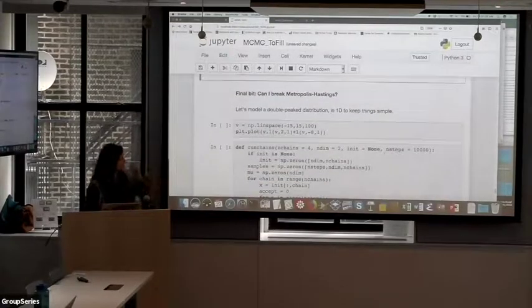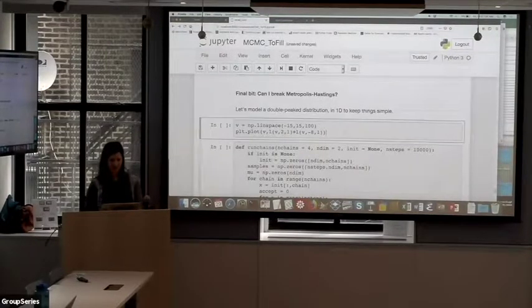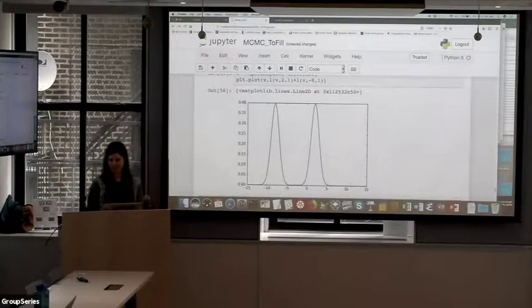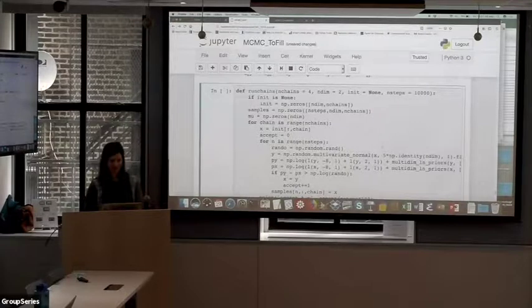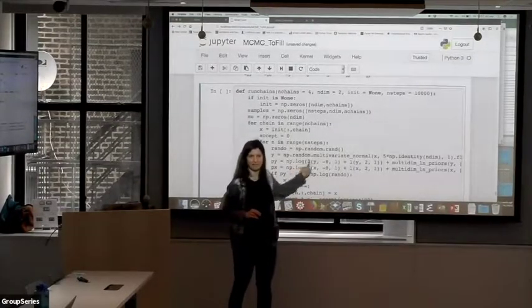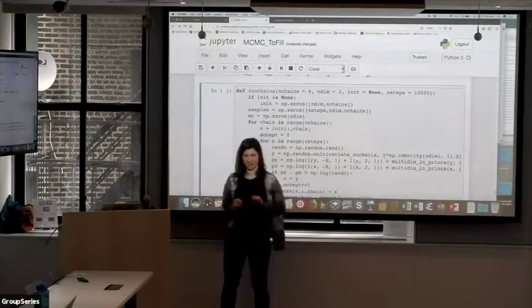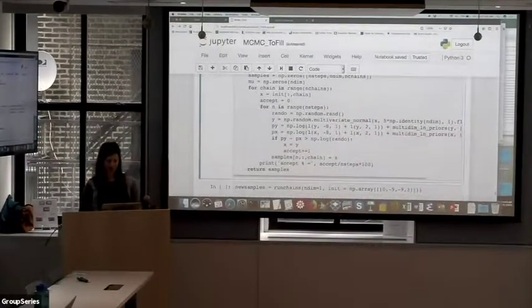And then the last thing I wanted to show you is what happens when your likelihood is not so nice. So here, for example, you have a double Gaussian. I'm running the same thing, but rather than having only a single likelihood, now I have the sum of these two Gaussians as my likelihood, with the same priors as before.